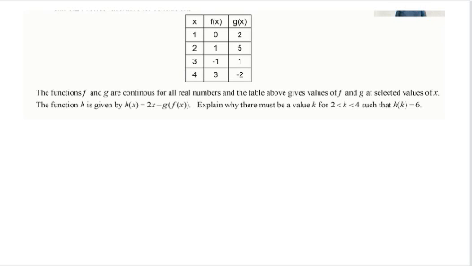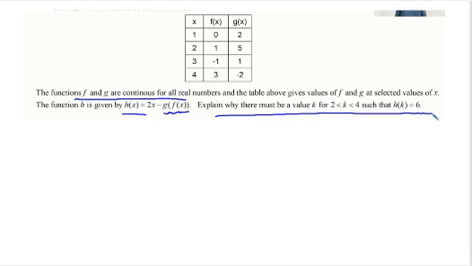All right, keep moving here. The functions f and g are continuous for all real numbers, and the table above gives values of f and g at selected values of x. F and g are continuous. That means a composition of those two would also be continuous. So they said h is given by this ugly thing right here. Explain why there must be a value, k, between 2 and 4 such that h of k equals 6.